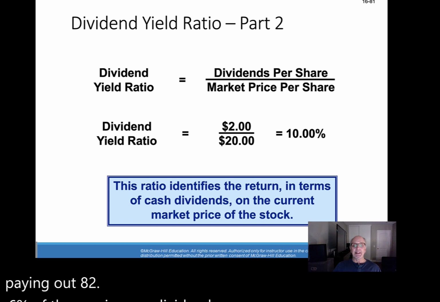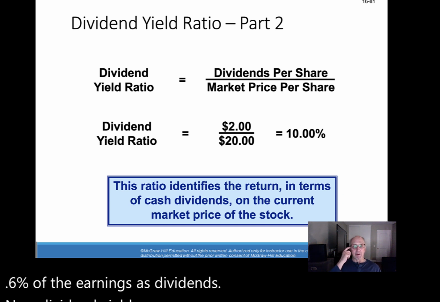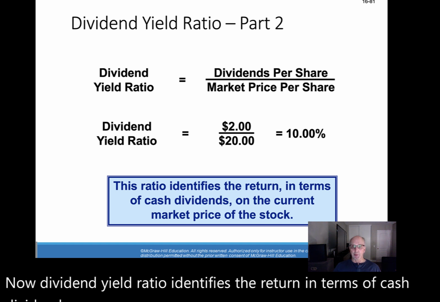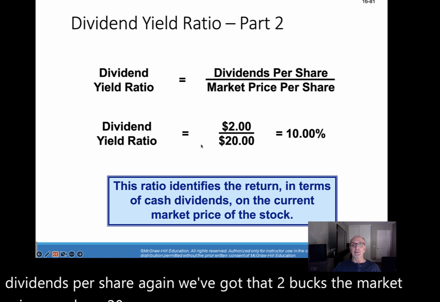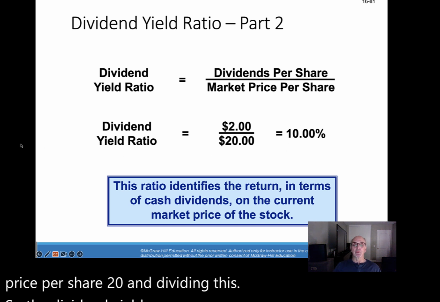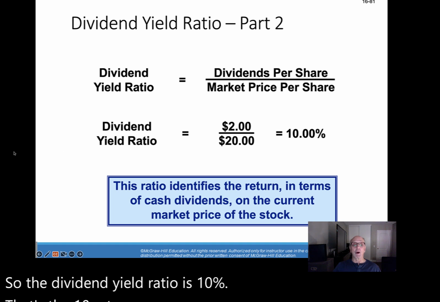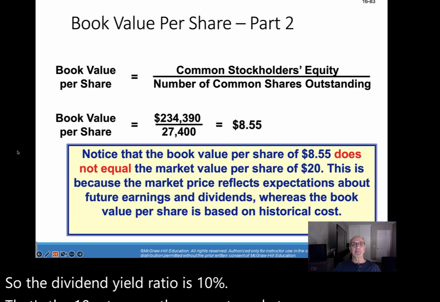Now, dividend yield ratio identifies the return in terms of cash dividends on the current market price. So we're taking the dividends per share, again, we got that $2, the market price per share, 20, and dividing this. So the dividend yield ratio is 10%. That's the 10% return on the current market price per share.